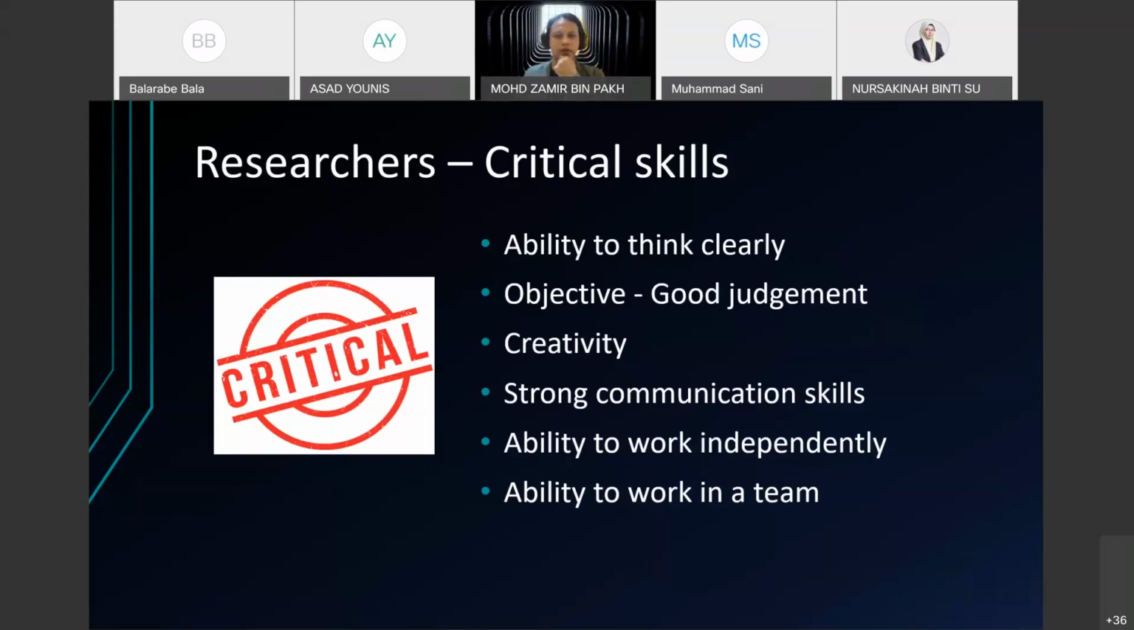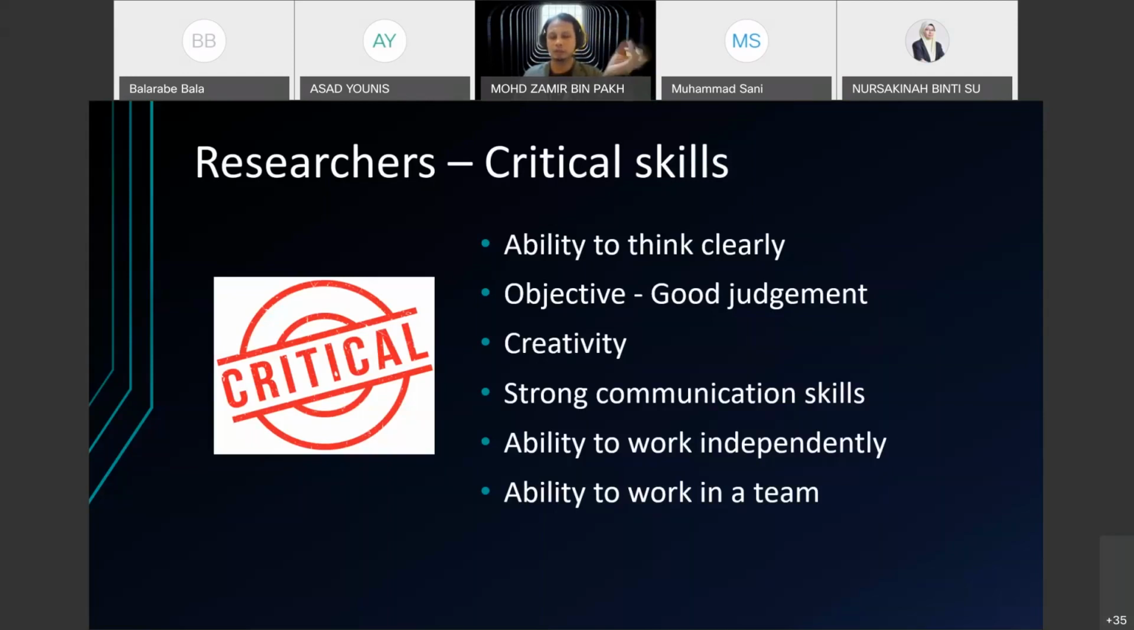Creativity in doing the research, strong communication skills, right? Strong communication skills here mean verbal communication, presentation, going to conference, proposal defense, pre-viva, viva. That's what we're doing now. And not only limited to verbal communication, but also written communication in the form of your publication. Okay, so ability to work independently. You know that your research is rather a lonely journey, even though you're working in a team.